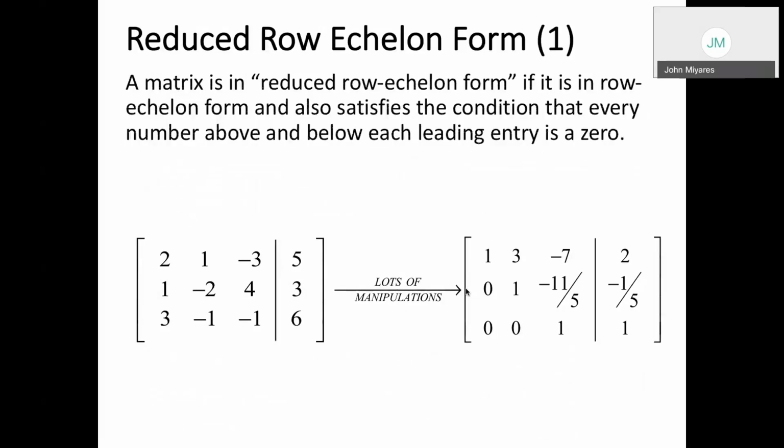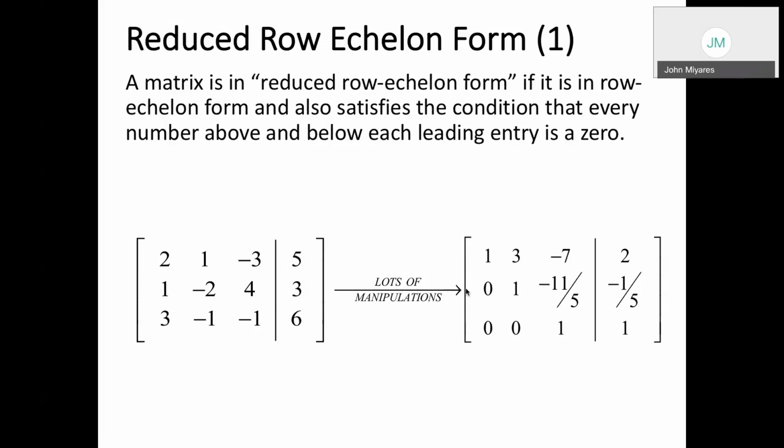Now, a variation on this is something called reduced row echelon form. Reduced row echelon form takes this a few steps further. A matrix is considered to be in reduced row echelon form if it is not only first in row echelon form, but it also satisfies the condition that every number both above it and below each leading entry is a 0.